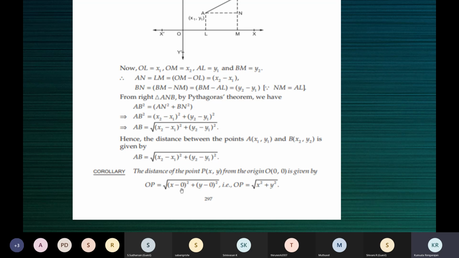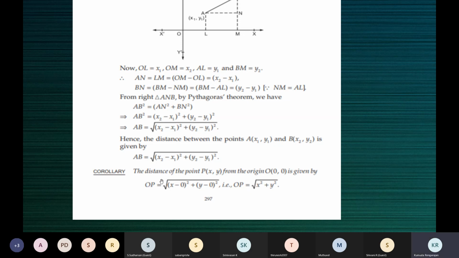Difference, so x minus 0, square it. Difference of the x coordinates, the whole square. You can write x minus 0 or 0 minus x, any order, the whole square, plus y and 0 are the y coordinates. So difference between the y coordinates, y minus 0 or 0 minus y, subtract them in any order because anyways you're going to square it.